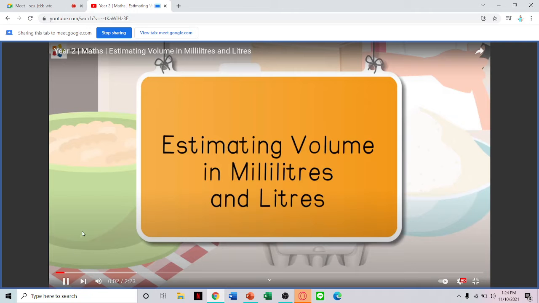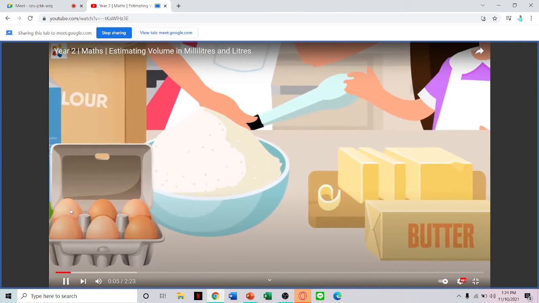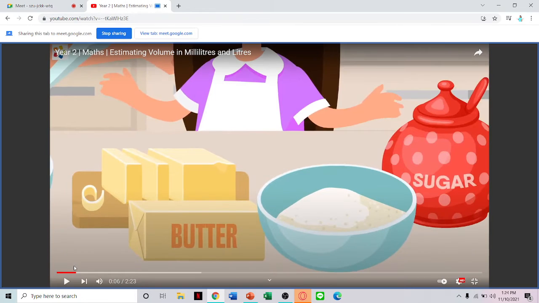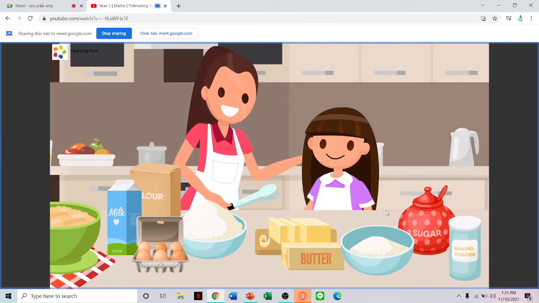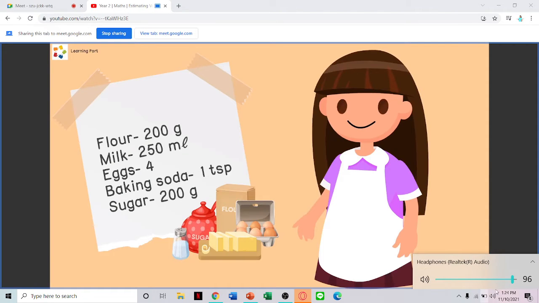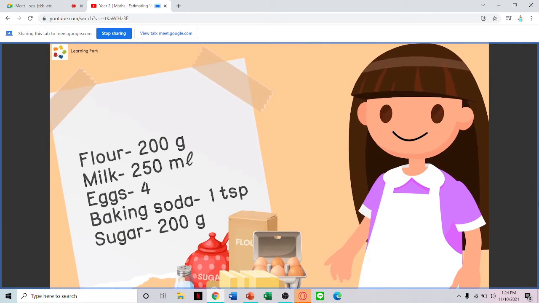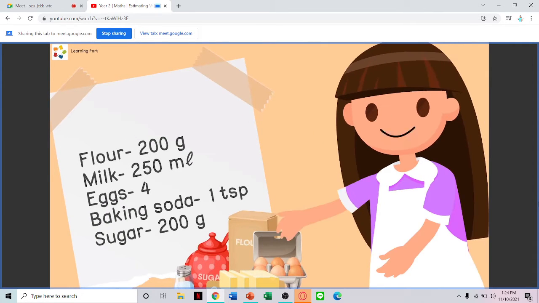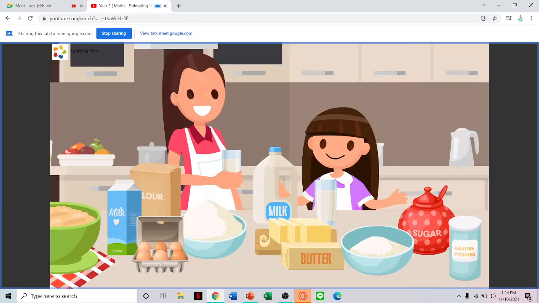Can you see it now? Can you see it? Sarah is baking a cake with her mother. You can see, right? Okay. Mother asks her to prepare a cup of milk for the cake. Sarah is surprised. The recipe says 250 milliliters of milk. How can you just add a cup of it?